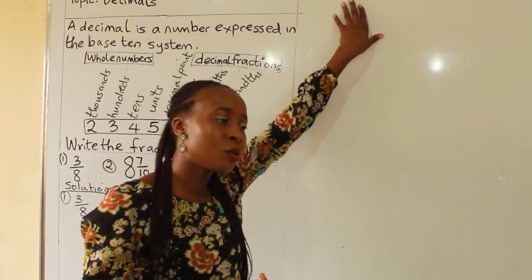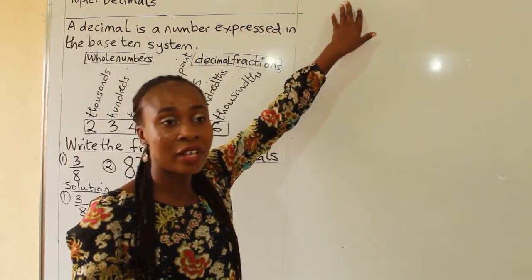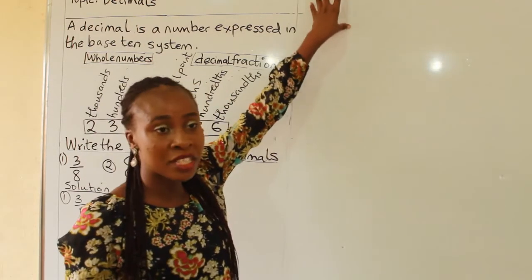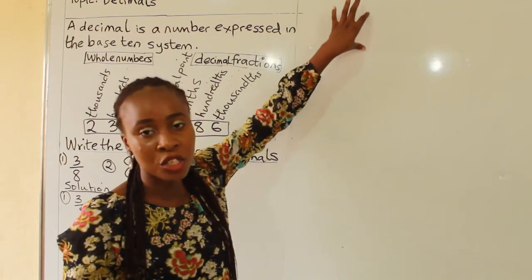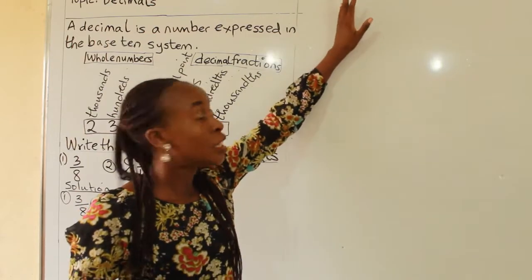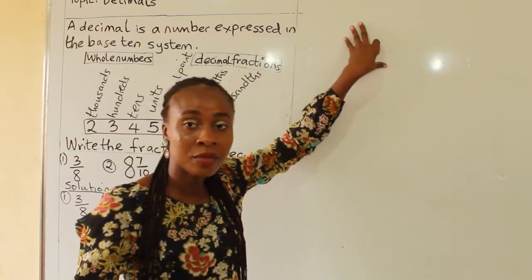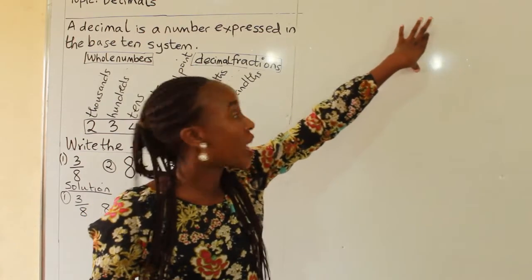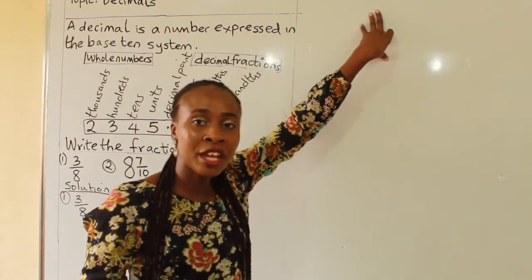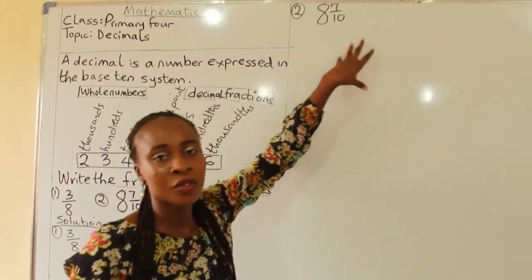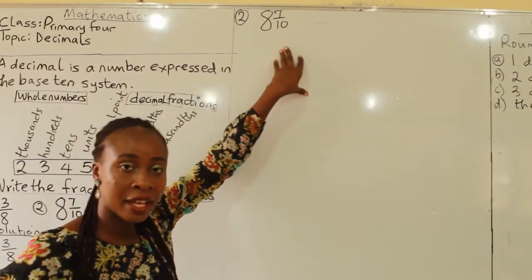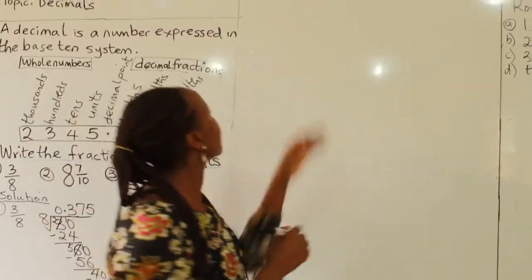The first method is we can change. Remember that 8 whole number 7 over 10 is a mixed number. We can change this mixed number to an improper fraction, then we divide, or we only divide the proper fraction 7 over 10, and whatever answer we get, we add it to the whole number 8. Whichever way you decide to do your work, you get the same answer. We'll be using the 2 methods here. I'd like you to keep listening.